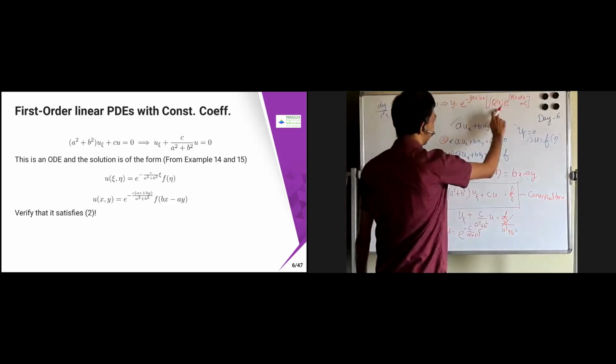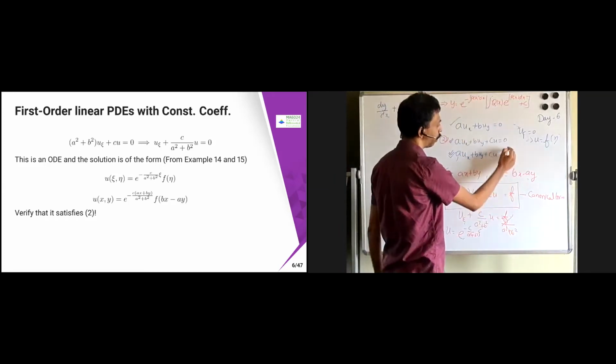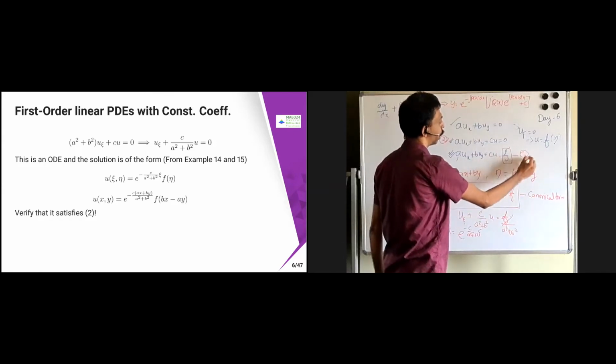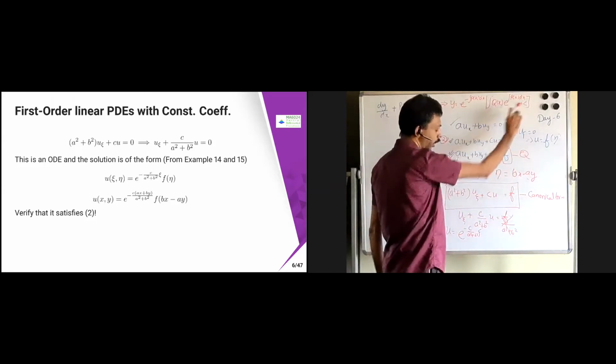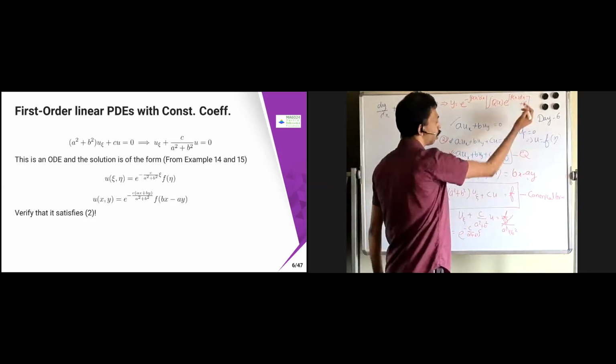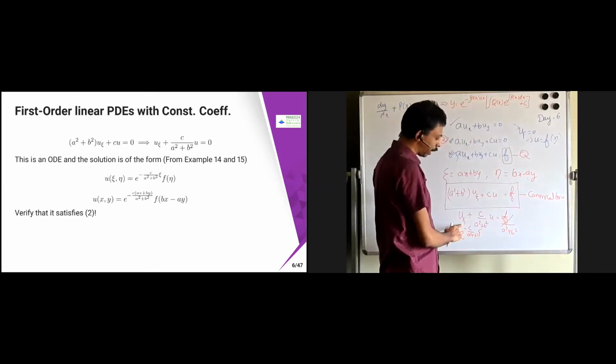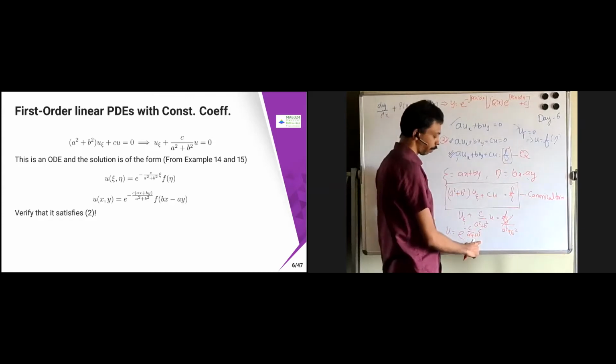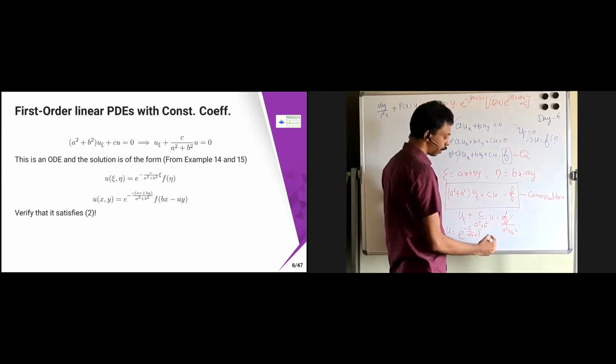This term is not there. Q of x is nothing but my f here, but q is not here. So I will have only one constant, c. So instead of c, this is in terms of chi. So what is it going to come? Instead of c, what will it come?